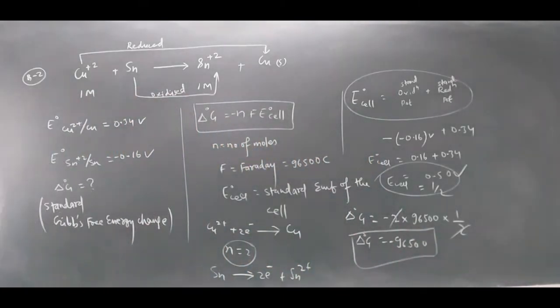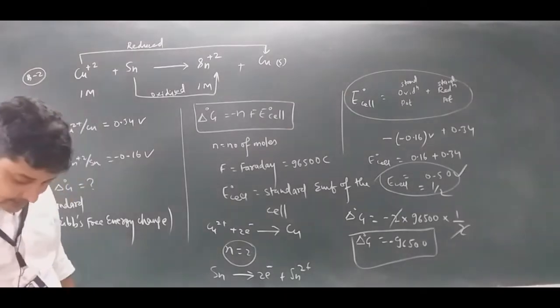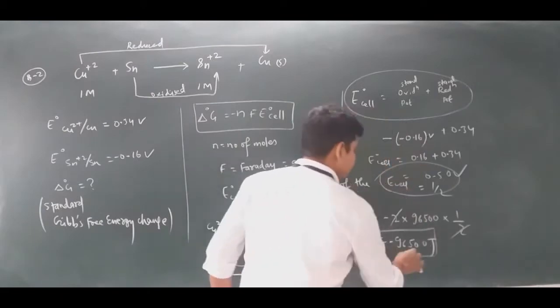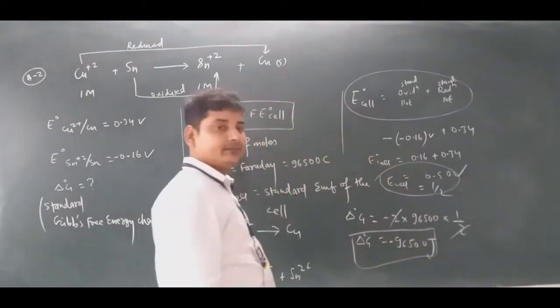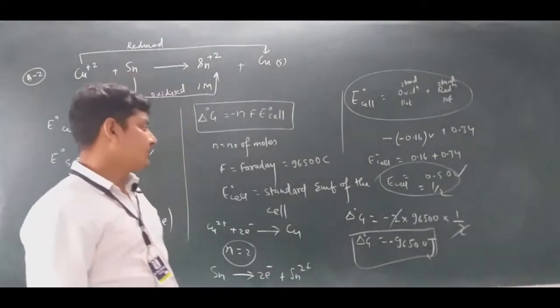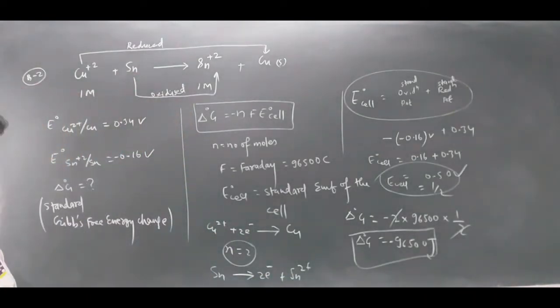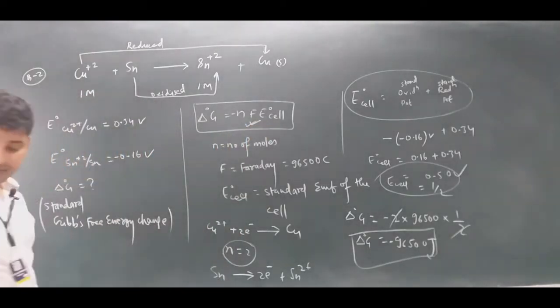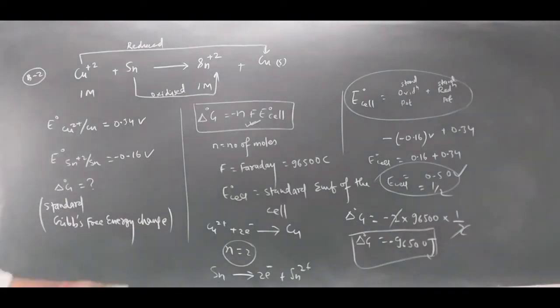This is the answer. 96500 says since it is a standard Gibbs free energy change, its unit should be in terms of joule. So this is the answer. That's a pretty simple question. So moving towards next question. I hope this question was very simple. We have to use that, and after that we will be able to solve this.